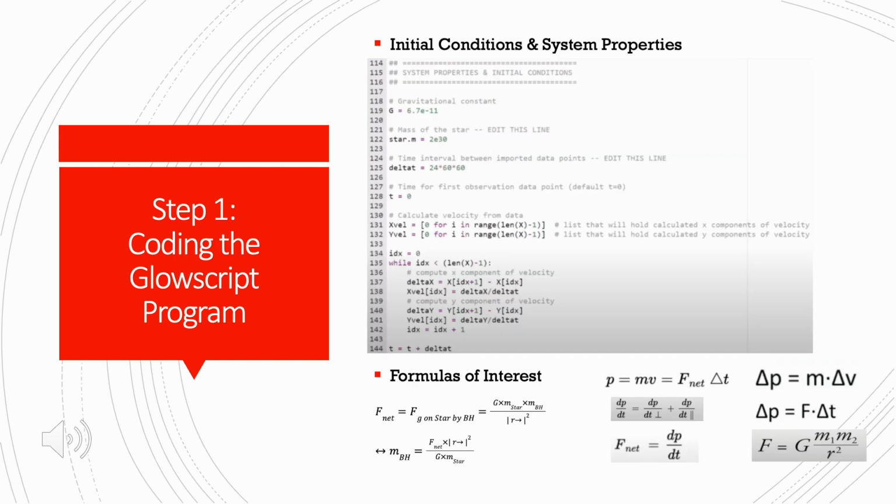In the initial condition and system properties part, I defined constants that will be useful later on, such as the gravitational constant big G, the mass of the star star.m, and the time interval delta t equal to 1 day, and the initial time at t equals 0 seconds. Our final goal is to use the definition of the gravitational force on a star, which I equated to net force on a star. This will be seen in the following slides.